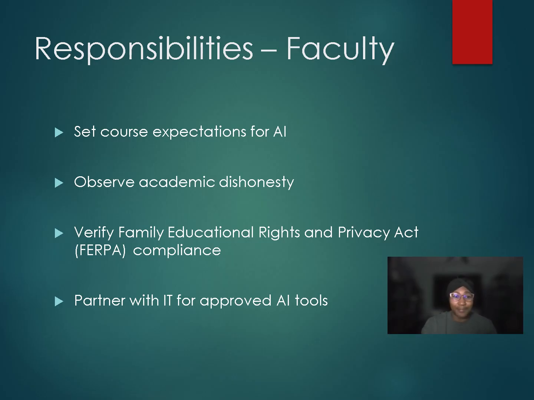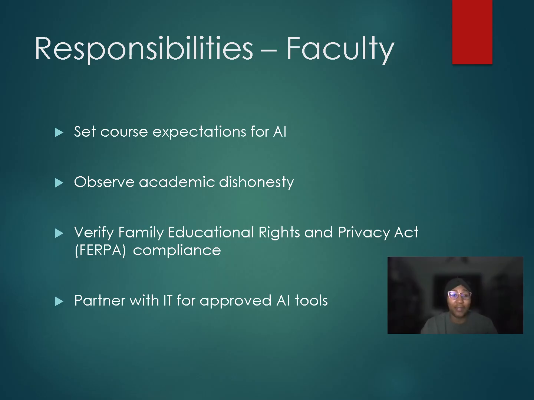Next is to observe for academic dishonesty. Once again, ChatGPT is a great tool, but it has been known to create false information based off the prompt that it is given. So it is very important that staff and faculty pay close attention to all work submitted to check for any type of discrepancies or little inconsistencies in the facts of information that is being presented in the paper.